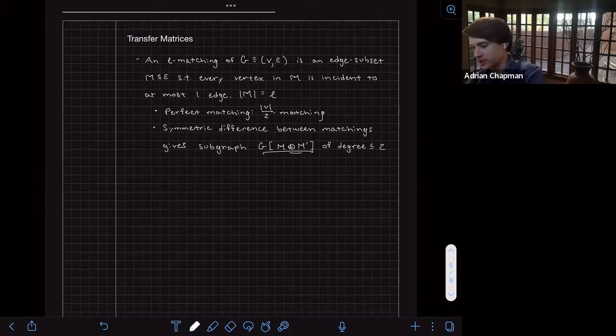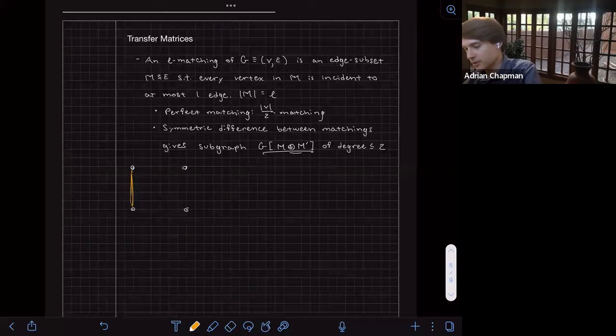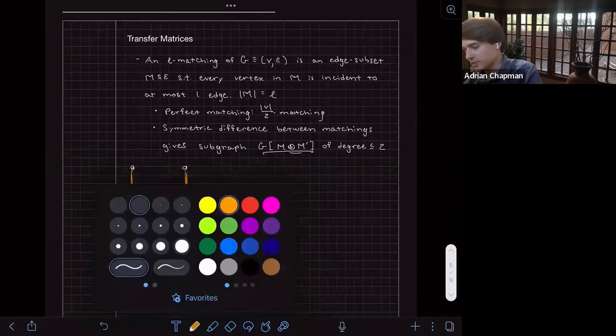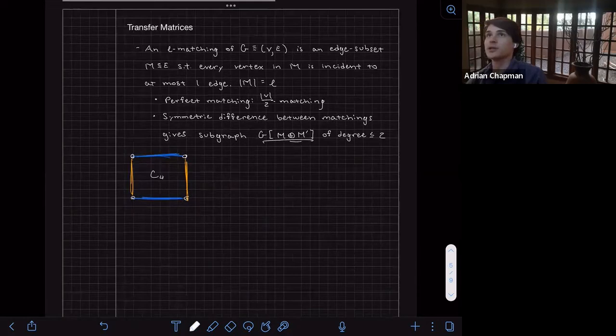Let's look at a quick four cycle example. It has four one matchings, which are the four edges of the graph, and it has two perfect matchings, which are the two vertex disjoint edges. The symmetric difference between them is the entire cycle, because the two perfect matchings are disjoint.